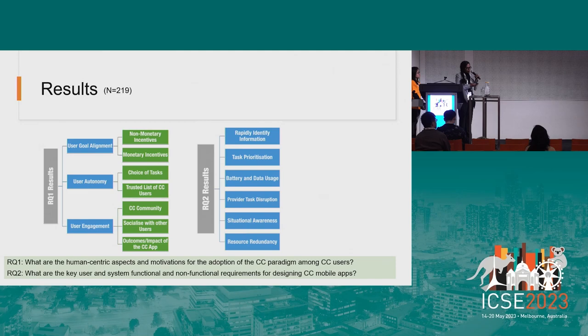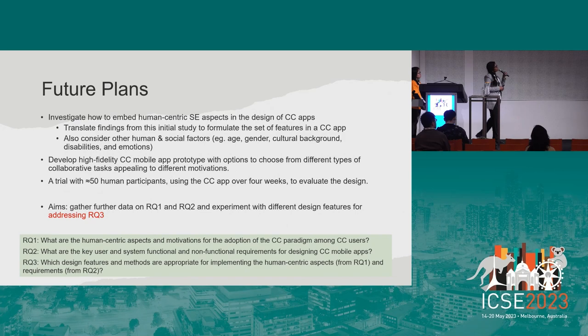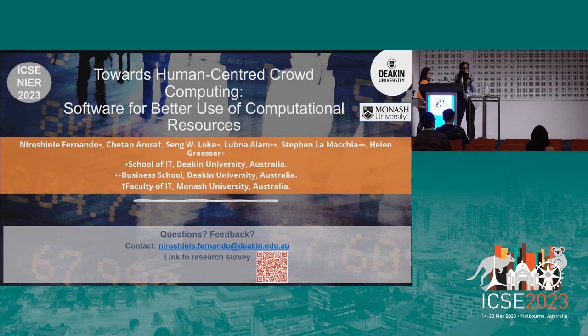All right, so in the next phase of our work, we hope to implement a prototype app and run a human trial to evaluate our design. Effectively, we want to gather more data related to RQ1 and RQ2 to see if the findings with an actual human trial corroborate our findings here. And we also want to address RQ3, which is related to the actual implementation. All right, so that concludes my presentation. Any questions?